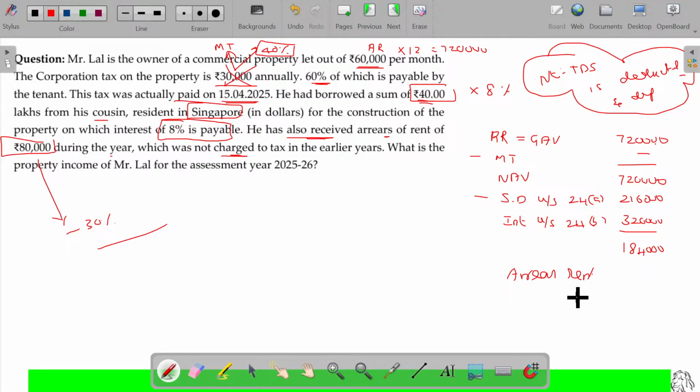The value being 80,000 rupees minus deduction 24,000. So 56,000 will be the taxable value. Overall income from house property in this case being both value put together, 2,40,000. Clear?